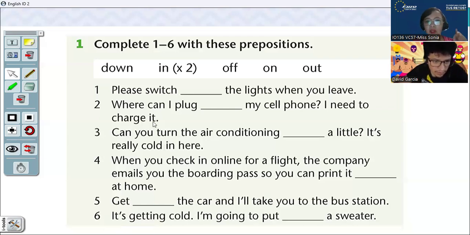Remember that the only preposition that you have to use twice is in. And it's getting cold. I'm going to put on a sweater.